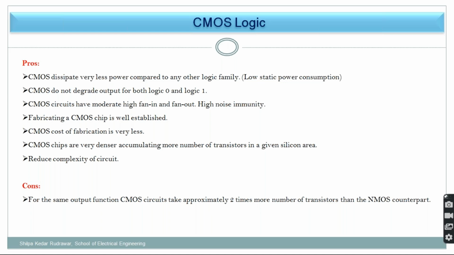Suppose I am using NMOS, I need to use only 2 NMOS, but here I need to use 4, NMOS plus PMOS. That means I require twice the transistors, double the transistors. So that we will see in the coming PPT.